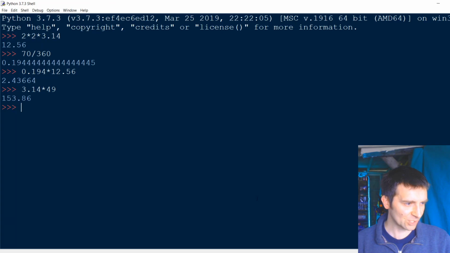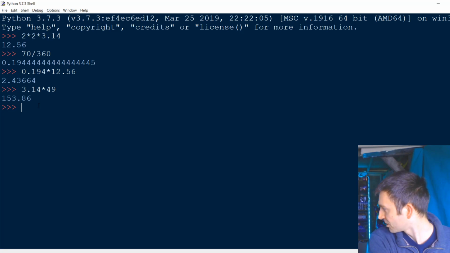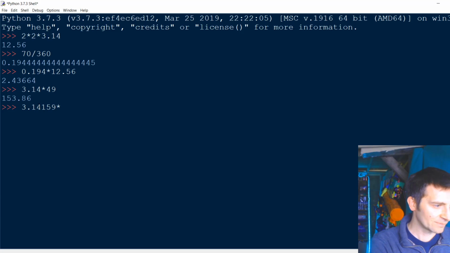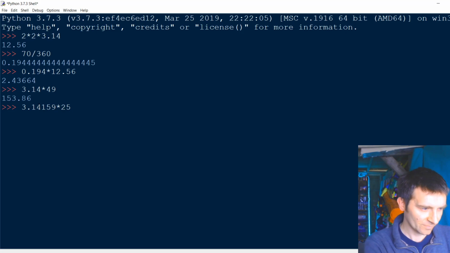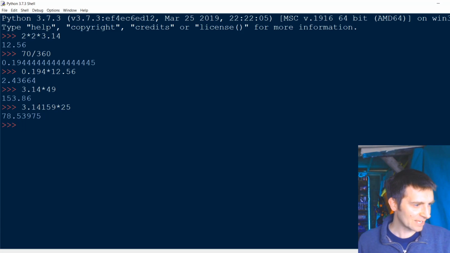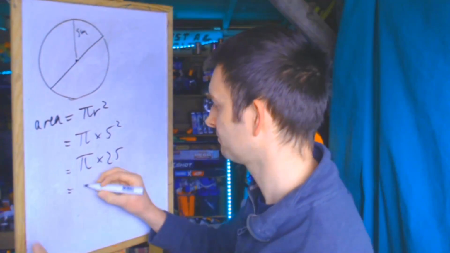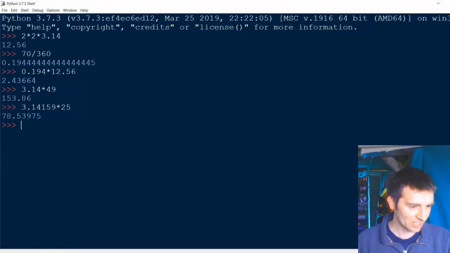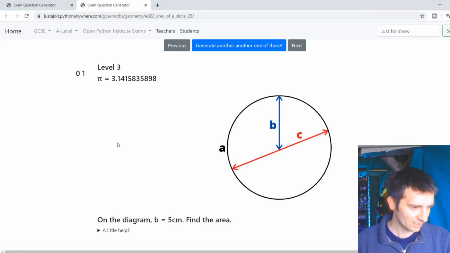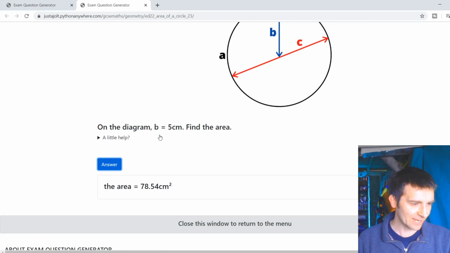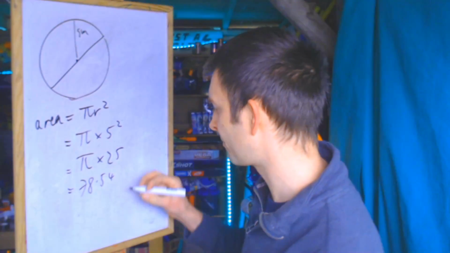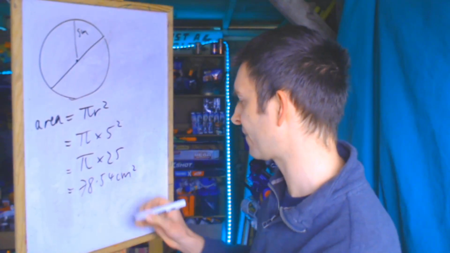You should use a calculator for doing this, but I'm using this just because it's right there. I can just type this in. 3.14159 times 25, and we've got 78, and let's round that, 78.54. And now let's see if that's the same answer as we got on the website there, 78.54. Yeah, and that's exactly the same. I made a mistake actually. I didn't write centimetres squared, so I would have possibly been penalised for that if they didn't provide that for you anyway.